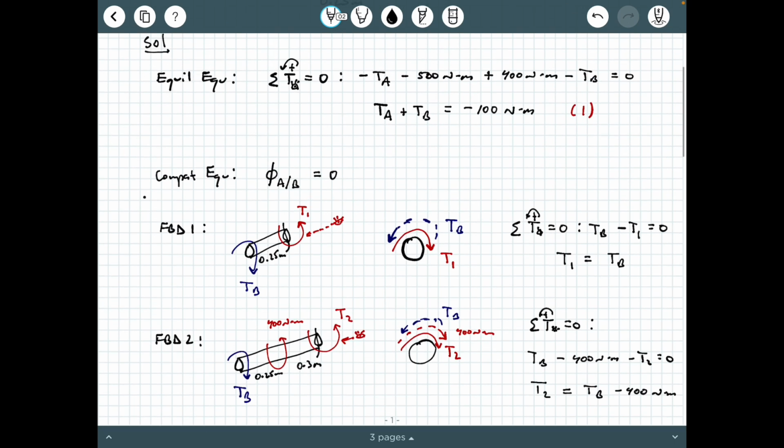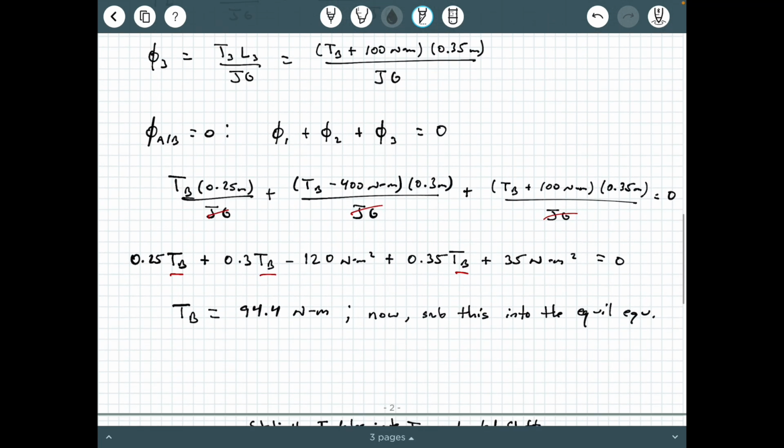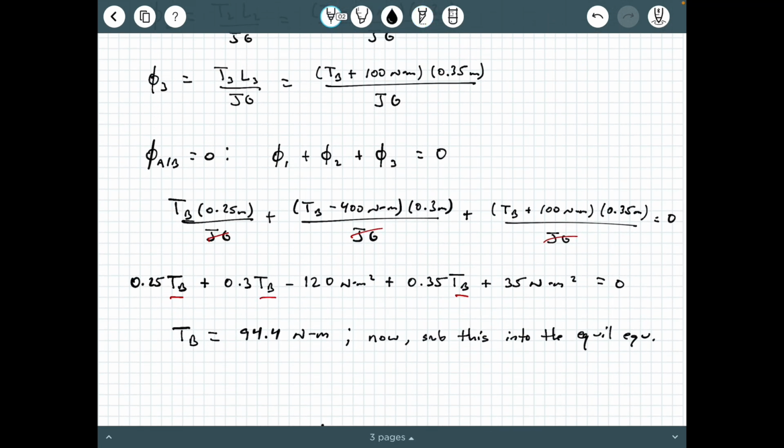We scroll back up here and we had TA plus TB equals negative 100, right? So what I'm going to do is say TA plus 94.4 Newton meters equals negative 100 Newton meters. And I can get TA equals negative 194.4 Newton meters. Now that's the other part of my answer. So I have TB and I have TA as two parts of my answers.